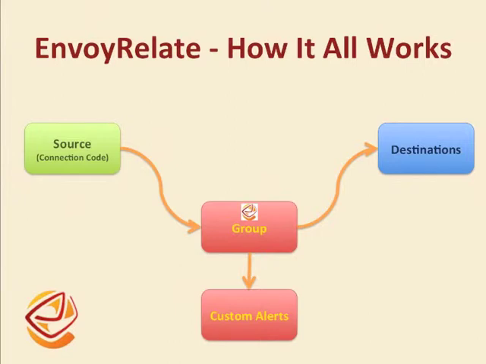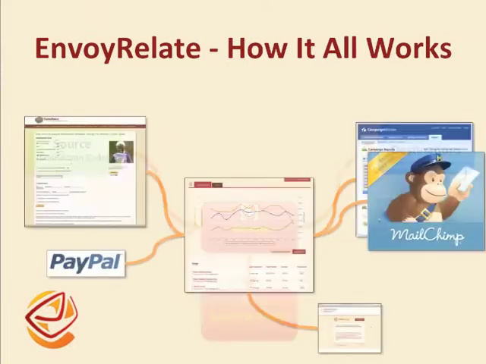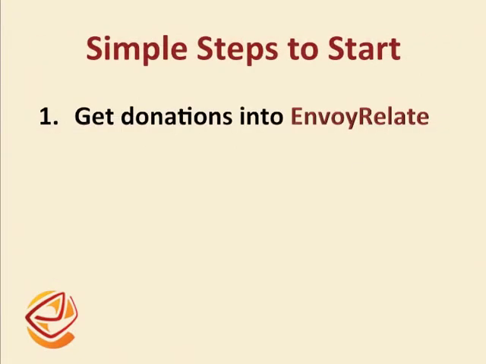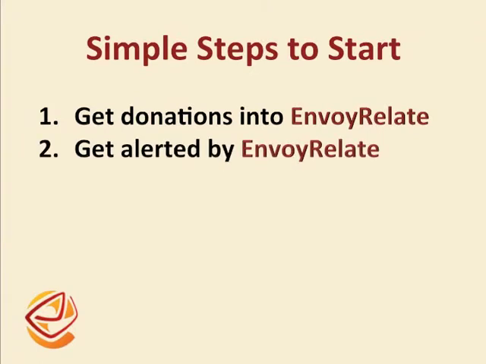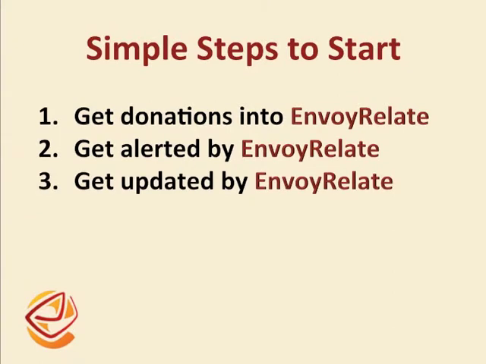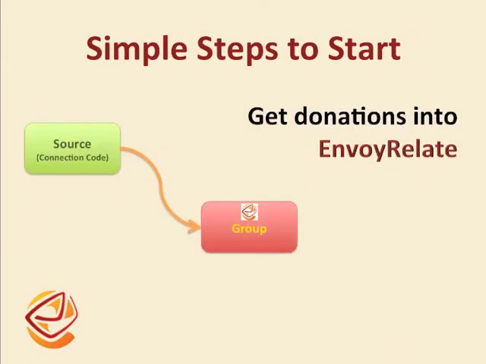The destination function within EnvoyRelate allows you to configure each of your connections just once, and then use these as many times as you like for different groups. EnvoyRelate is about making all of this function easily, automatically, reliably, and securely, without back-office administrative overhead or expense. So the three things that we want to set up are to get donations into EnvoyRelate, to get alerted by EnvoyRelate, and get updated by EnvoyRelate. So now let's get started, and you'll see we can do all of this in just a few minutes.